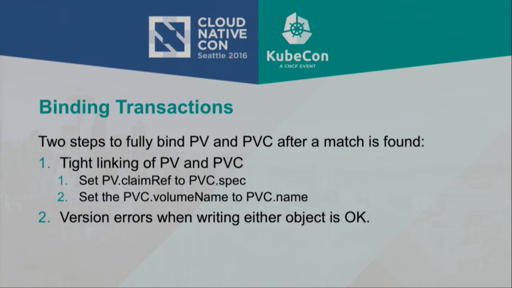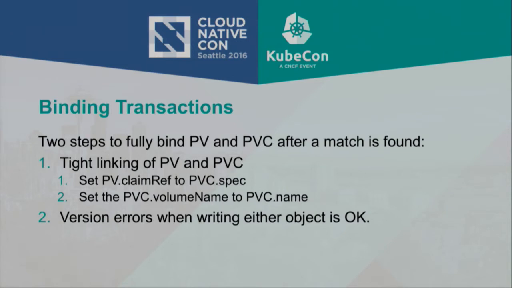And we start off by writing the PVC to the PV claim ref. So the PV gets a stamp of the PVC that claimed it, and then the PVC volume name gets set to the PV name.